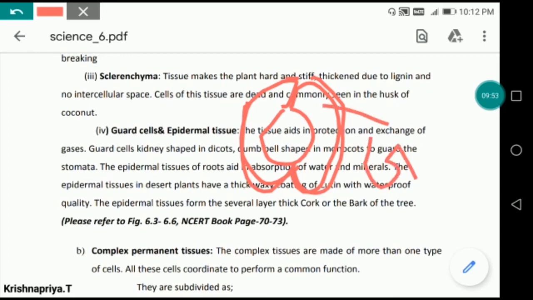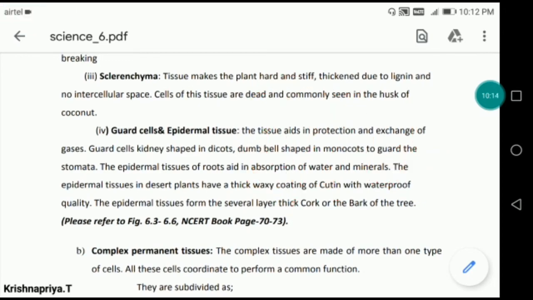So guard cells regulate the opening and closing of the stomata. If the guard cells close, the pore will be closed and no water loss will take place. And if the guard cells swell, the pore will be open and water loss will take place. So that is the role of the guard cells present in the epidermal cells. They regulate the loss of water according to the outer conditions.